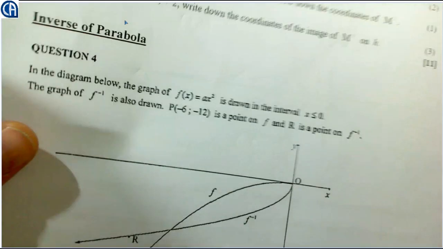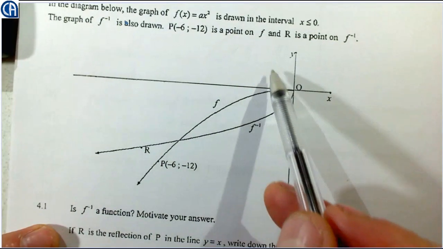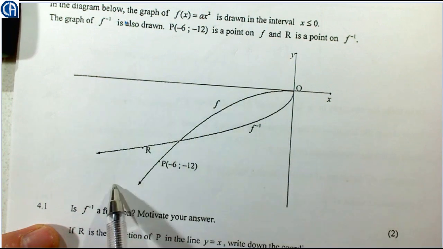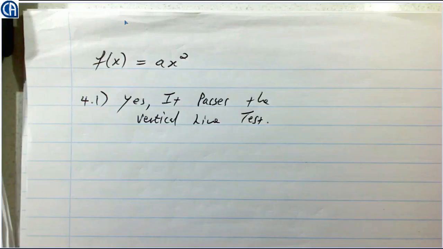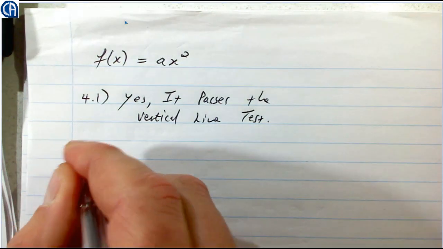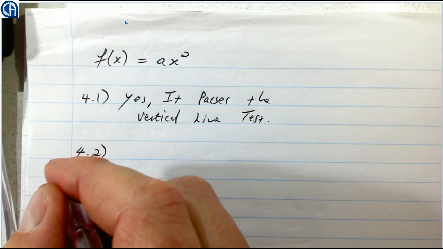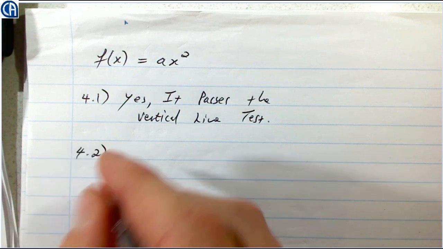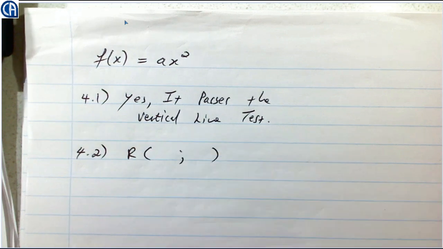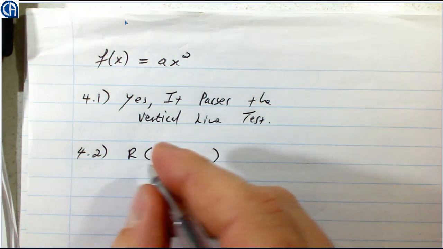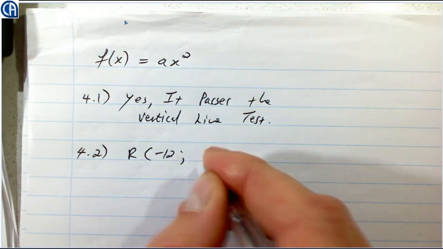So if you look at this graph, if I draw a vertical line, remember only focus on this graph. If I draw a vertical line, see it only cuts it once. 4.2. If R is a reflection of P along the line y equals x, write down the coordinates of R. So to work out the coordinates of R, so therefore y is equal to x, you interchange x and y. So then R would then be (-12; -6).